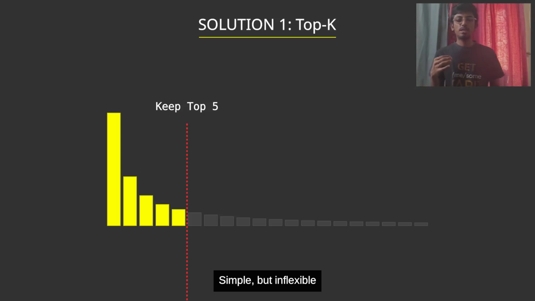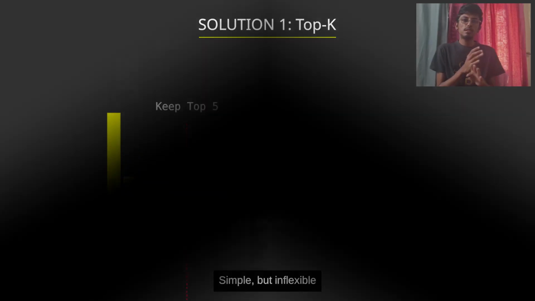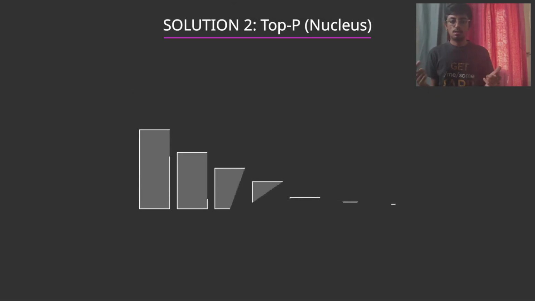It's simple, it's fast, but it's rigid. Whether the answer is so obvious or open-ended, you always get the top K choices. If K is 5 and the answer is clear, like the capital of France, you waste 4 slots for 1 word. If K is 5 and the answer is creative, you might cut off good options. This is where the real problem is. Top K is very rigid and anything more creative gets lost.